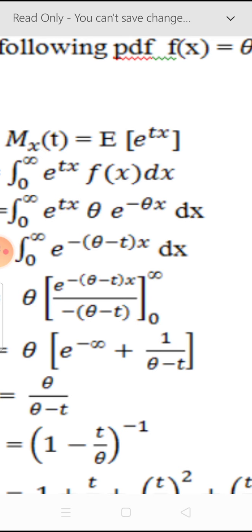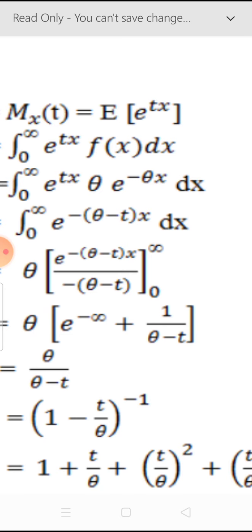Why are we taking minus outside? While you are substituting infinity for x, you will get e power minus infinity. The value of e power minus infinity is 0, and the value of e power 0 is 1. While applying the upper limit, we will get e power minus infinity, and e power minus infinity is 0.